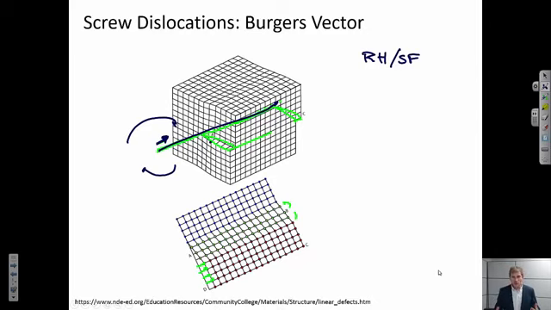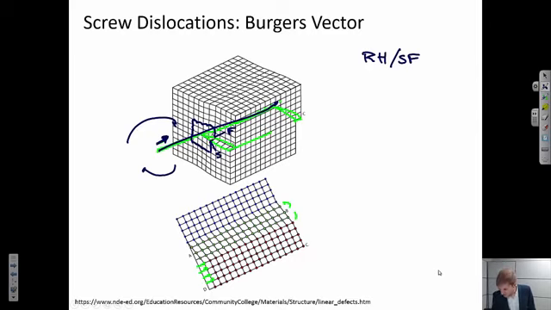Let's try to make a loop that's about 4 unit cells on a side. So I'll start by going down 2. I'll go over 4: 1, 2, 3, 4. I'll go up 4: 1, 2, 3, 4. I'll go to the right 4: 1, 2, 3, 4. And then I'll go down 2: 1, 2. So if there was no dislocation there, I would have 4 unit cells on a side. It would be a loop, and I would come back to the same place. But now you can tell my start point here is different from my finish point here.